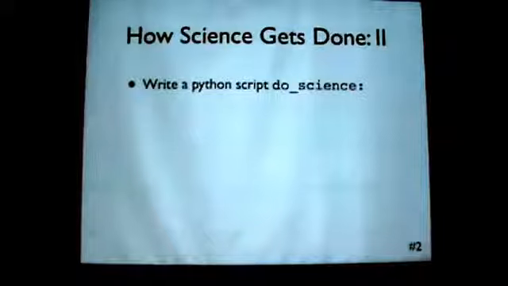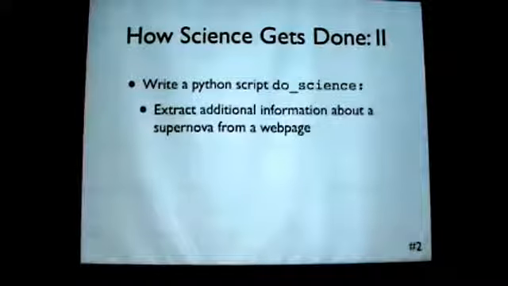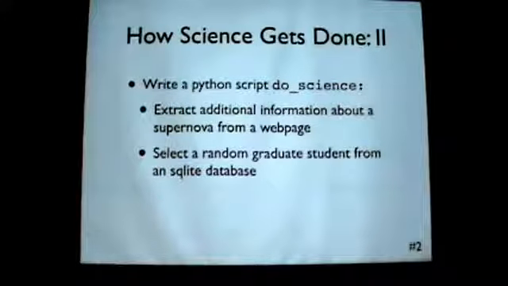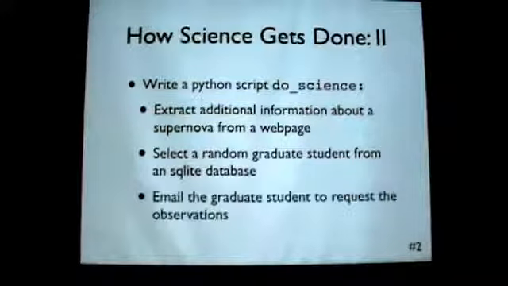So we're going to write a Python script called DoScience here. It's going to extract some additional information about this source from a web page, just a short, simple one that I created for this. We're going to select a random graduate student from an SQLite database in the astronomy department, and we're going to send them an email to ask them to do the actual work. Okay? Simple, straightforward. Hopefully you'll learn a little bit about interacting with the outside world in Python.